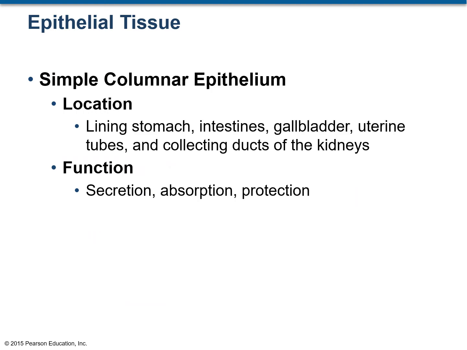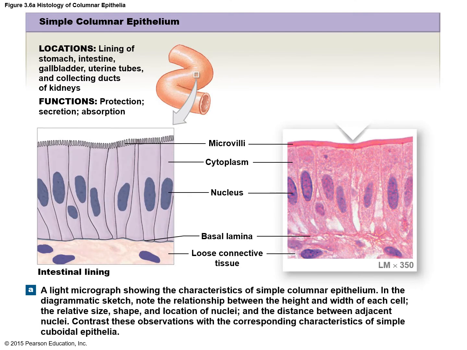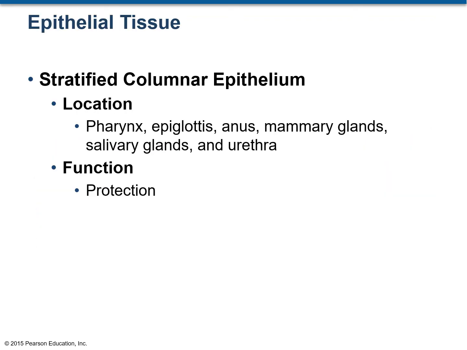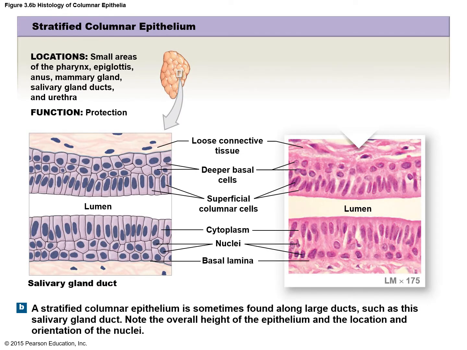Simple columnar epithelium, that means one layer of tall column-shaped epithelial cells. Important example for location is lining of stomach, intestine, etc. Function is secretion, absorption. This figure shows the simple columnar epithelium of the intestinal lining. Stratified columnar epithelium, that means multiple layers of tall column-shaped epithelial cells. Important location is pharynx, mammary glands. Function is protection. The figure shows stratified columnar epithelium in salivary gland ducts.